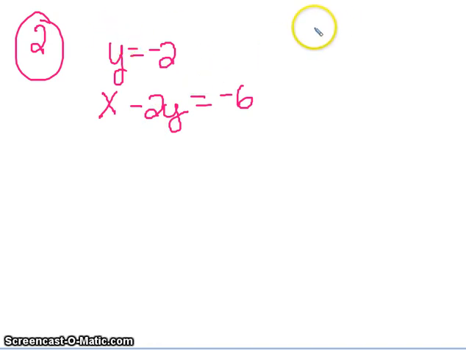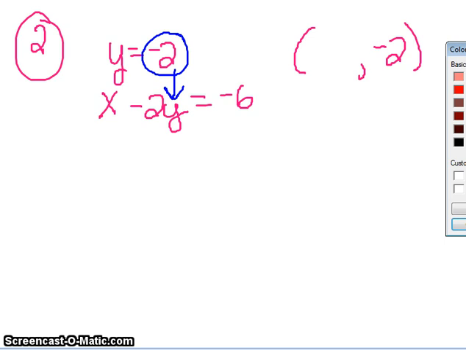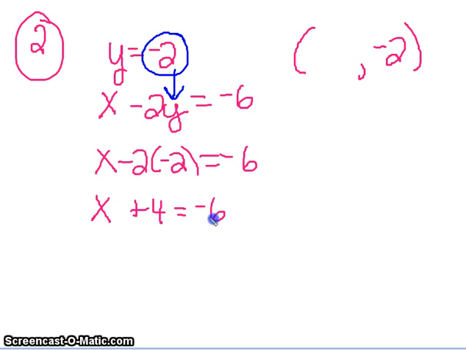Problem number 2 is another place where we are going to use substitution. It's got y equals negative 2. So we don't know our x, but we know y has to equal negative 2 no matter what. It's on that horizontal line. We can take that negative 2 and plug it in. When we do this, we are going to have x minus 2 times negative 2 is equal to negative 6. Minus a negative times a negative makes a positive 4, so x plus 4 equals negative 6.